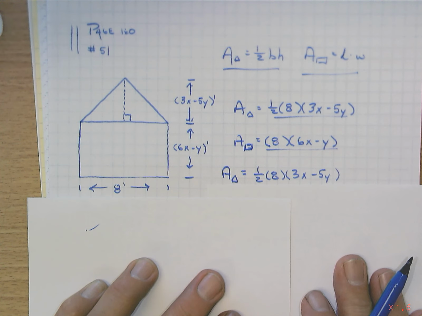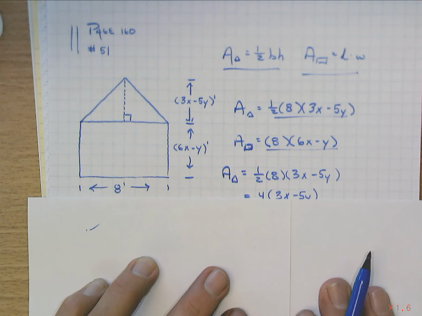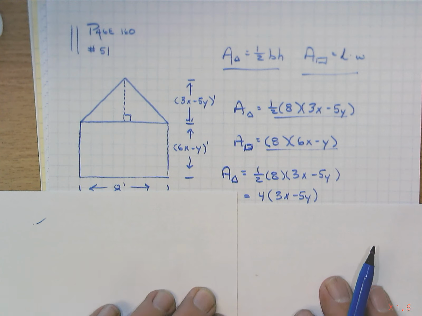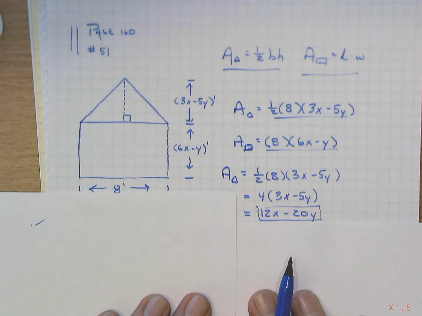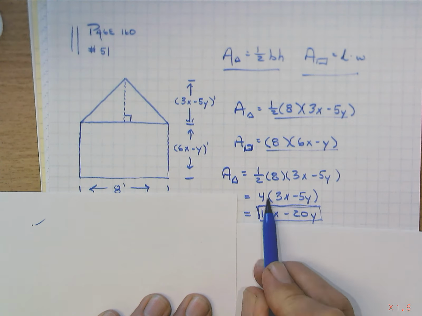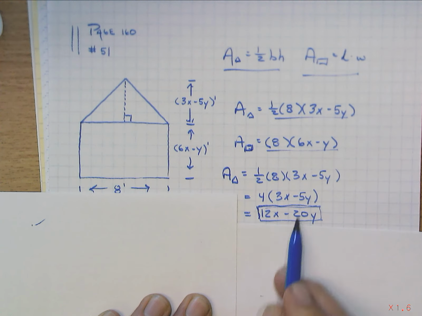So we'll start with the triangle, and PEMDAS tells us to do this multiplication first. So we end up with 4, 1/2 times 8 gives us 4 times the quantity 3x minus 5y. And then we solve that, we distribute, and we end up with 4 times 3x gives us 12x, 4 times negative 5y gives us negative 20y.